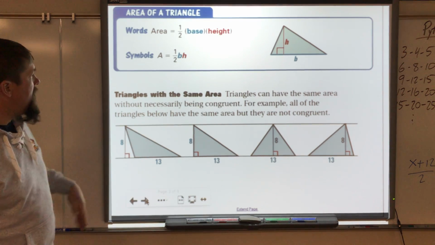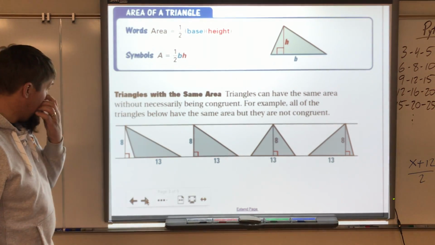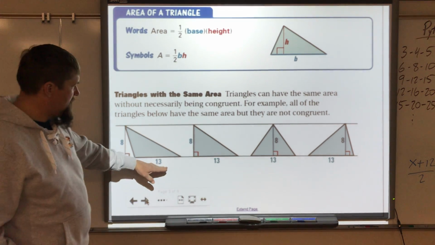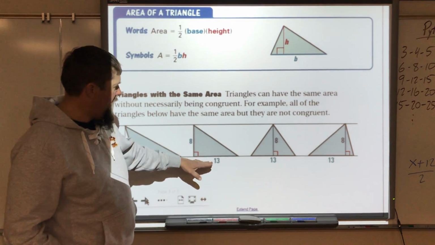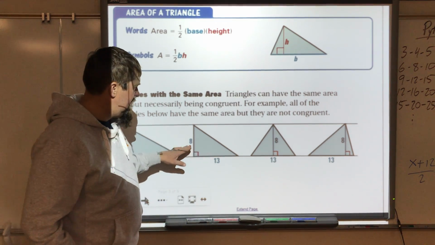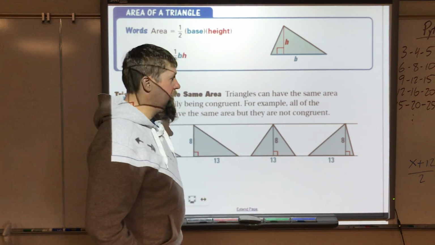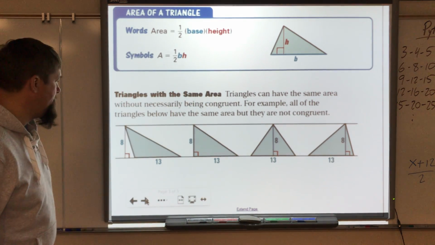So here's the formula, 1/2 base times height, just like I mentioned. It doesn't matter if the height's 8 on the outside and the base is 13, it's going to have the same area as if those two are like this, or like this, or like this. It doesn't matter. The same area.